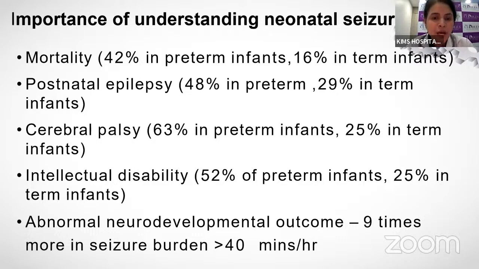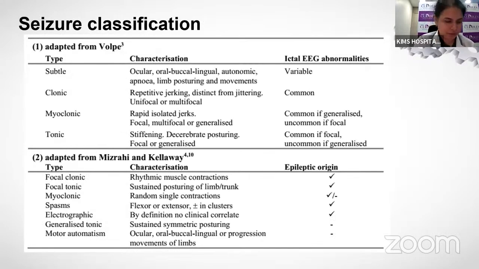A large proportion of babies may evolve into subsequent postnatal epilepsy, up to 30% in term infants and 48% in preterm infants. There could also be a huge burden of subsequent cerebral palsy in those who have had a history of neonatal seizures, not only motor disability, but also intellectual disability. And the incidence of overall abnormal neurodevelopmental outcomes can be 9 times more if the duration of seizure lasted for more than 40 minutes.